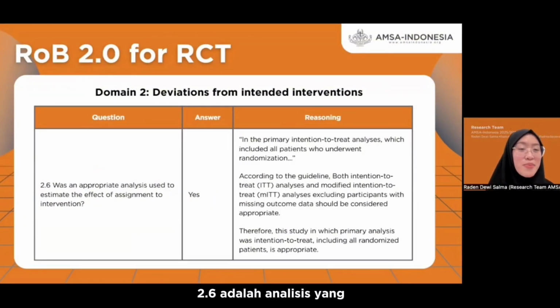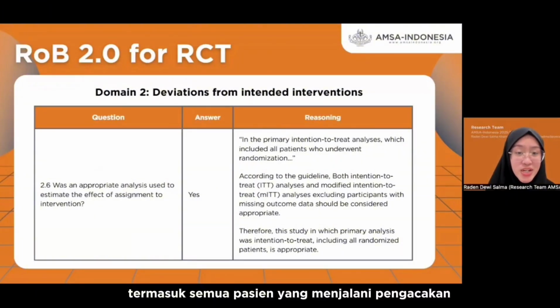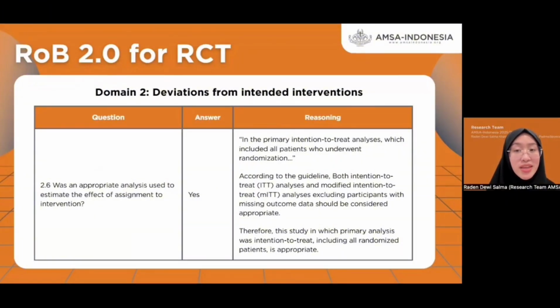2.6, was an appropriate analysis used to estimate the effect of assignment to intervention? The answer is yes. The primary analysis was an intention-to-treat analysis, which included all patients who underwent randomization. According to the guideline, intention-to-treat (ITT) analysis and modified intention-to-treat (mITT) analysis, excluding participants with missing outcome data, should be considered appropriate. Therefore, this study, in which the primary analysis was intention to treat, including all randomized patients, is appropriate.